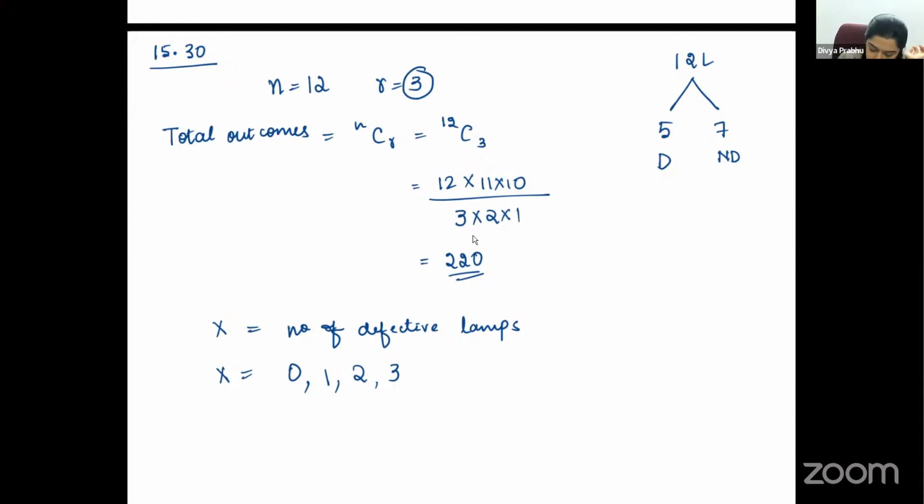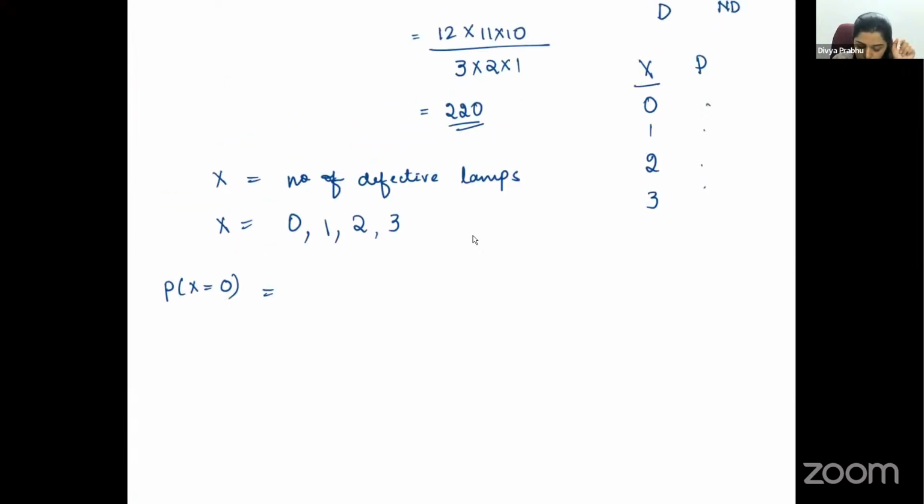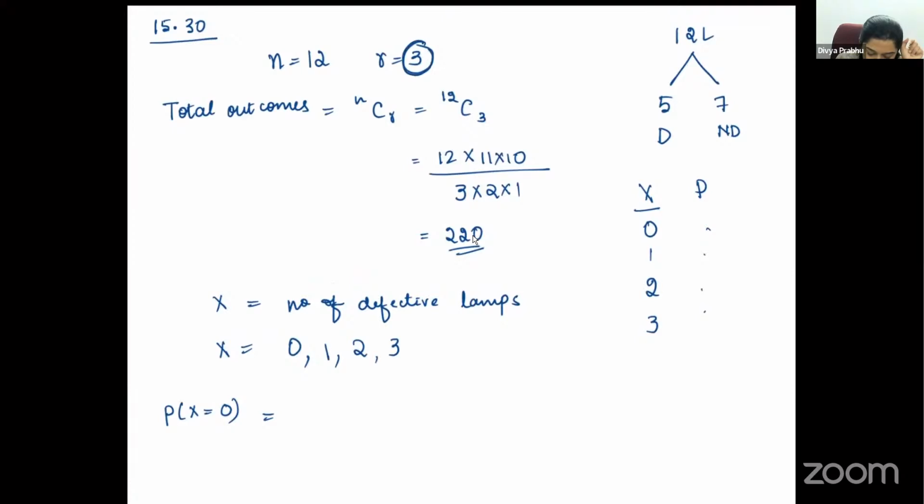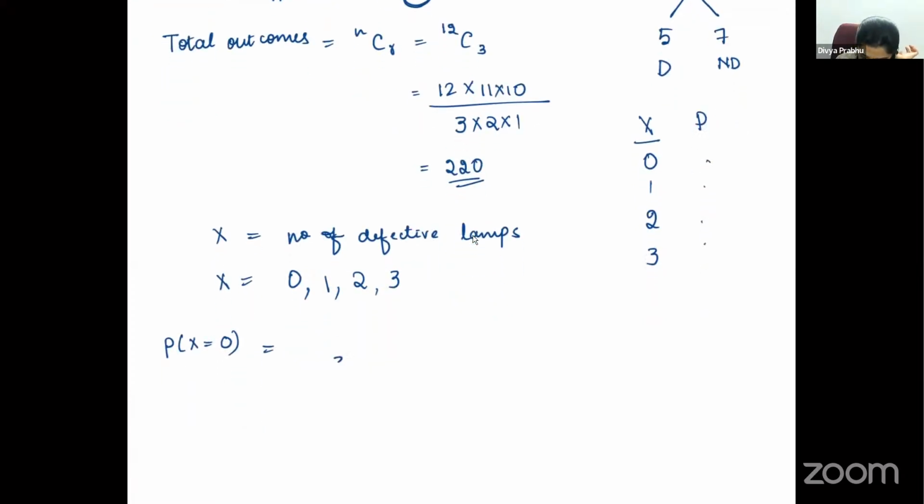So in the table, I got the x values 0, 1, 2 and 3. Now I have to find their respective probabilities. Got it? Okay, let's do that. Probability where x is equal to 0, which means I want to know the probability where there will be 0 defective lamps. If I am taking 0 defective lamps, which means out of the 3 lamps which I am choosing, 0 is defective, which means all 3 will be non-defective, correct? So all 3 will be non-defective.